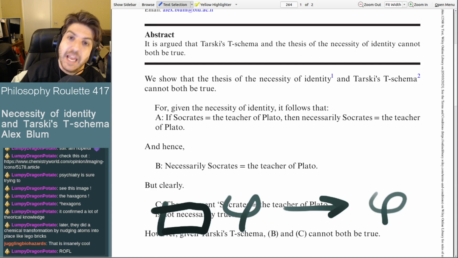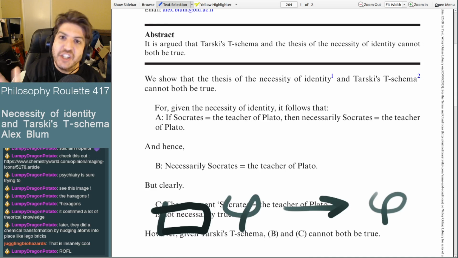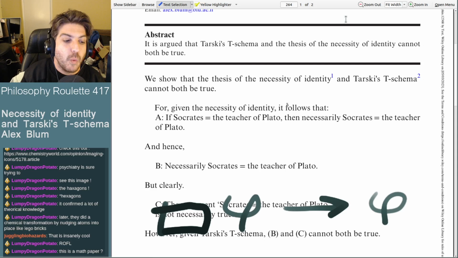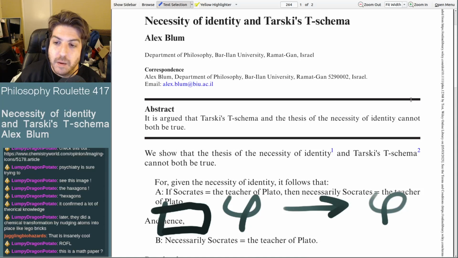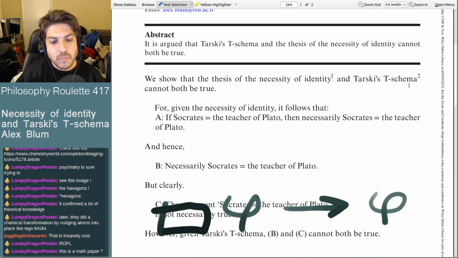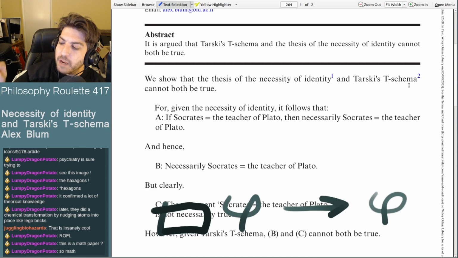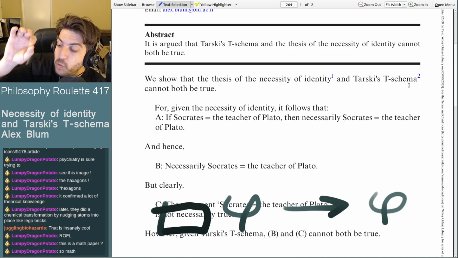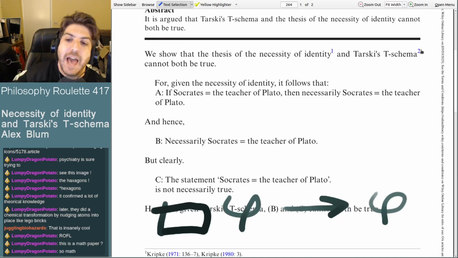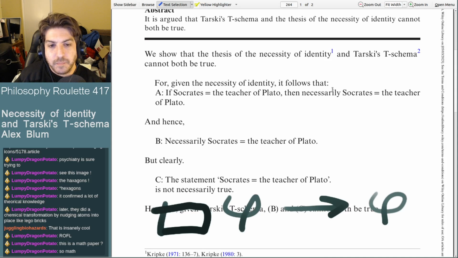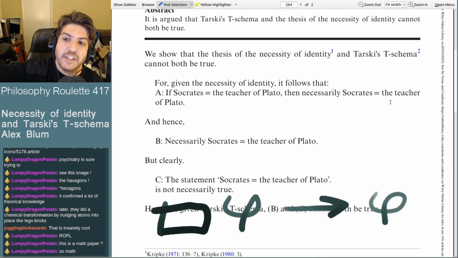And this has massive implications for logicians if you accept that this principle is the way it is. This is a logic paper. So yes, it's related, but depending on your definition, this formula just says if it's true that something, then you can just drop the "is true that." All right, so they show that the thesis of the necessity of identity and Tarski's T-schema cannot both be true, and a million people in logic believe Tarski's T-schema.